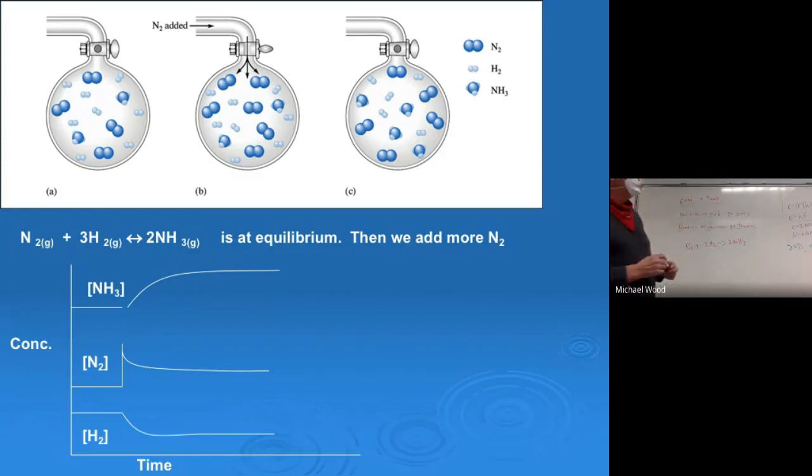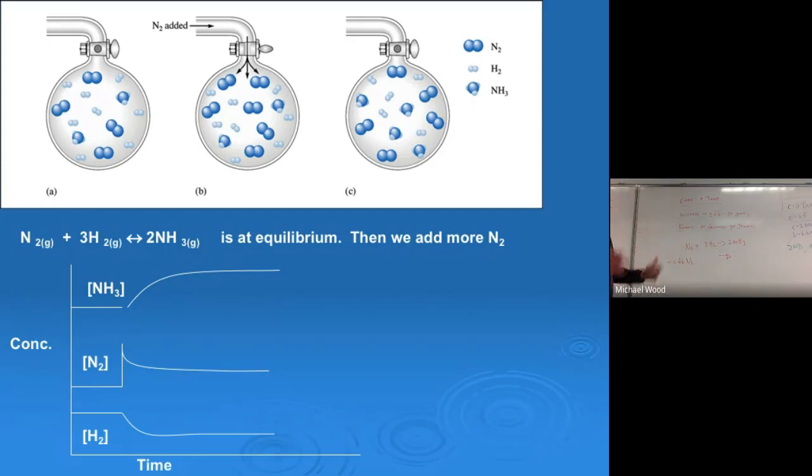It says, say we add more N2. So we have to predict which way this system is going to go, and this is why I like this. Increase or add, go away. N2 is on the left in the chemical equation. So if we add N2, we're going to go away from it. If it's on the left, that is going to cause this reaction to shift to the right. And that's what those graphs are showing.